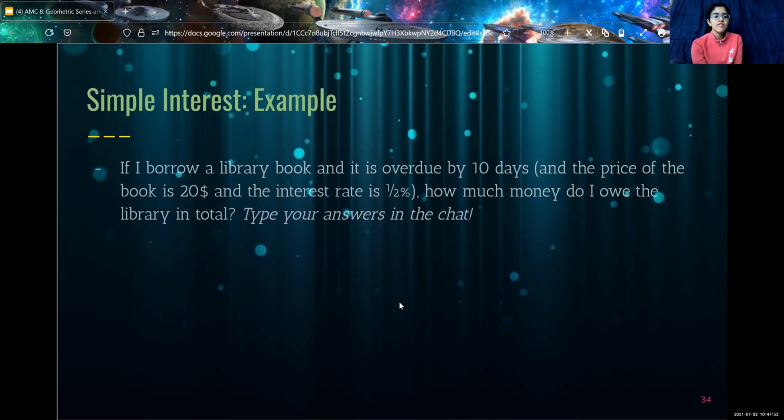So if I borrow a library book and it's overdue by 10 days, and the price of the book is $20 and the interest rate is 0.5%, how much money do I owe the library in total? This is including the principal, the $20. So type your answer in the chat.